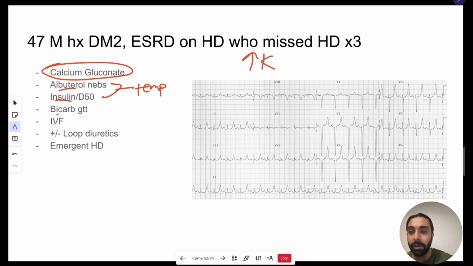You can also do a bicarb drip. Fluids can help sometimes dilute that potassium. And then more permanent measures are going to be loop diuretics if they produce urine. Imagine this patient is an ESRD patient. We don't know if he makes urine or not, and then emergent dialysis is going to be a good definitive option.